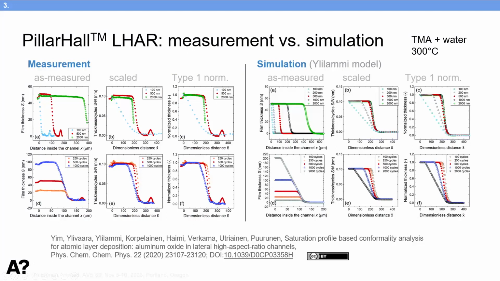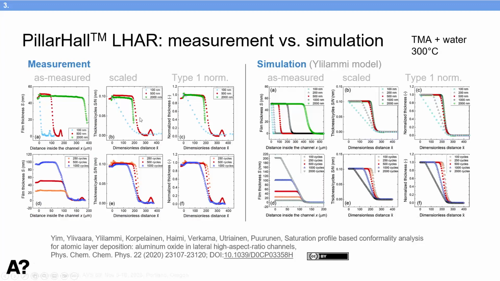And this is the as-measured thickness profile. They all look very different. But then when you take the scaled thickness profile, so you divide the thickness by the number of cycles, and you divide the distance by the channel height, then you see that these are already resembling each other much more.